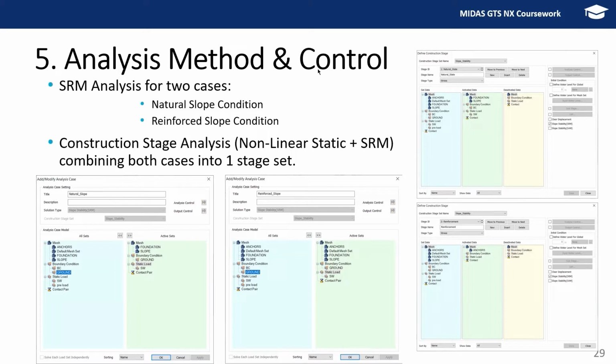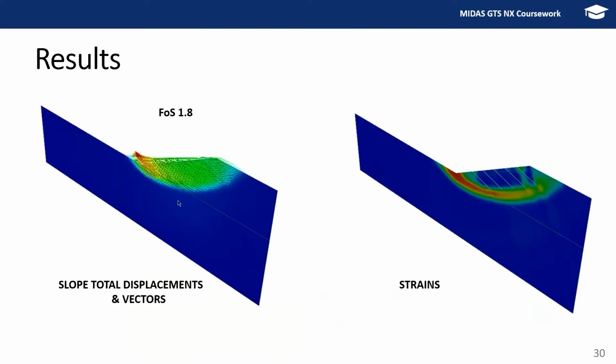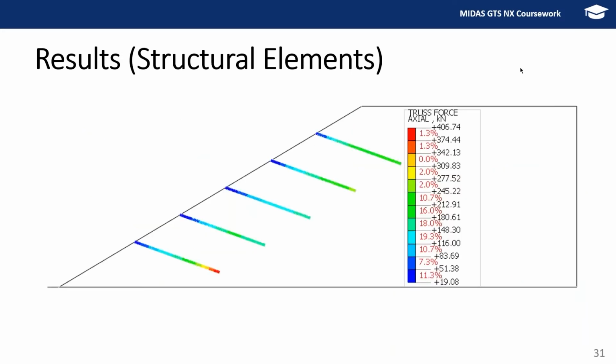With the analysis method and control, we have the SRM analysis for two cases, the natural slope condition and the reinforced slope condition. Otherwise, you can also do the construction stage analysis where, in the first stage, you just simulate the nonlinear static or the in situ conditions, and in the second stage, you apply the reinforcements. When it comes to results, the factor of safety increases by around 0.4, and this is how the displacement vectors are going to look. This is something that we will try to simulate in the numerical model.